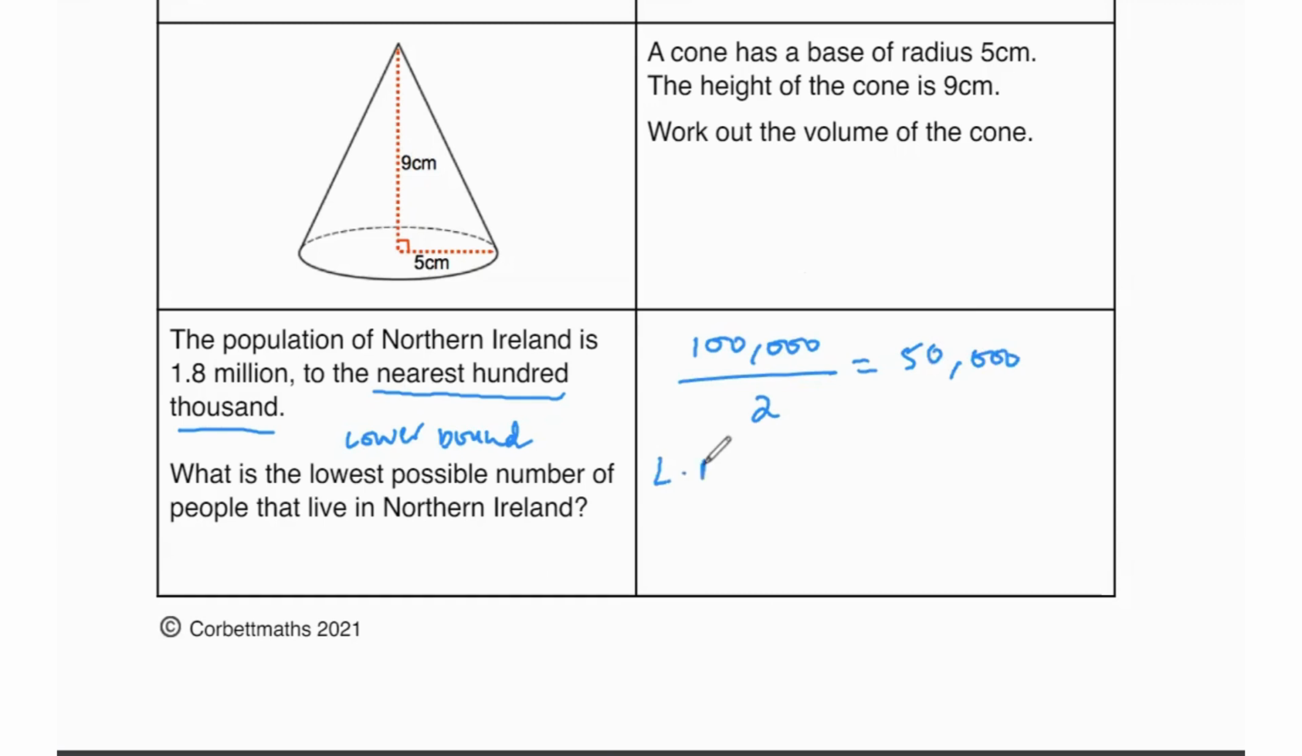Since we're talking about the lower bound, we will subtract 50,000 from 1.8 million. 1,800,000 minus 50,000, and that's going to be 1,750,000. That is the lowest possible number of people that live in Northern Ireland.